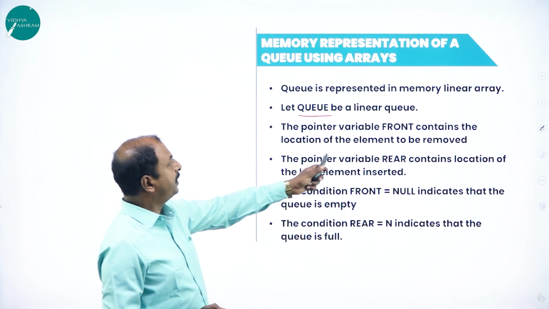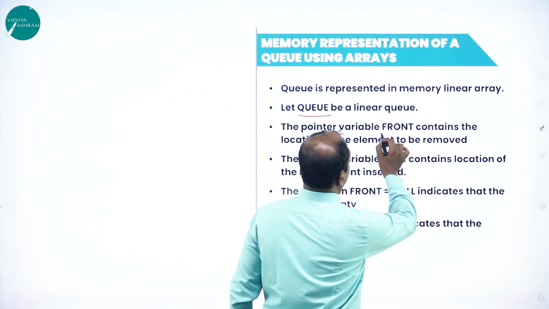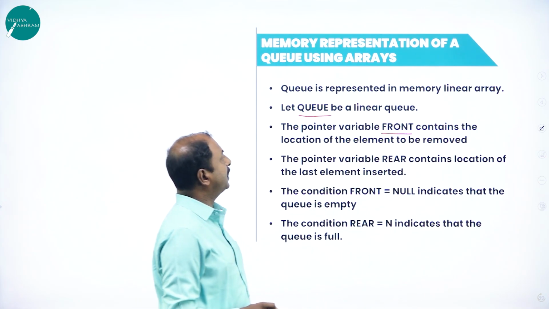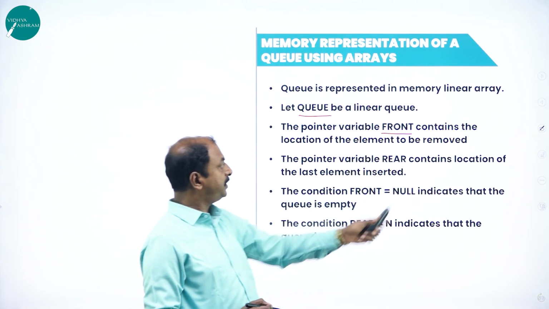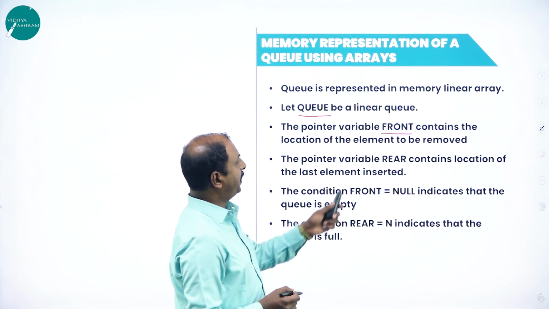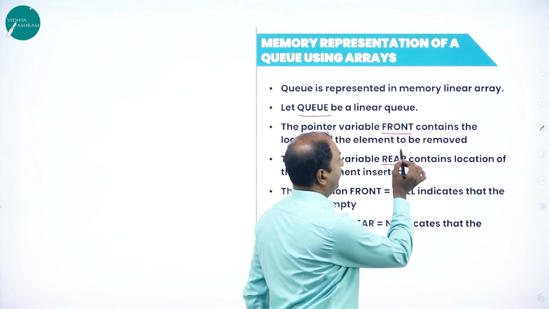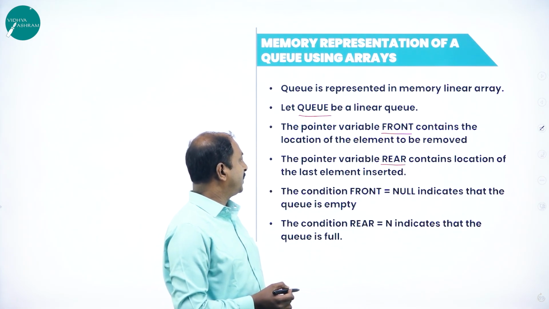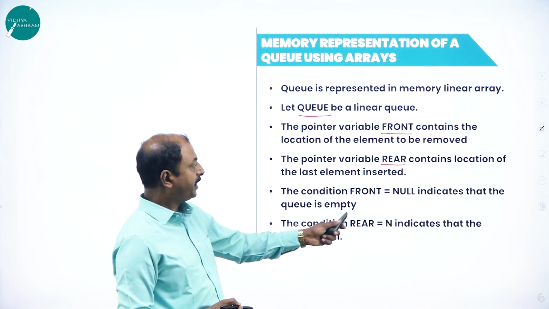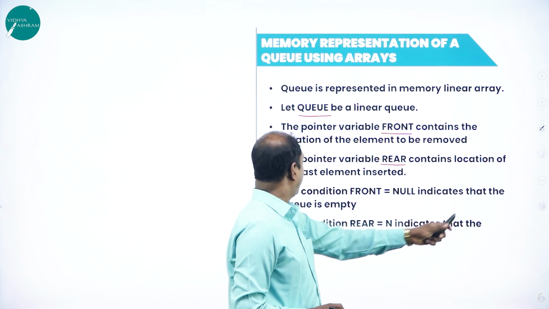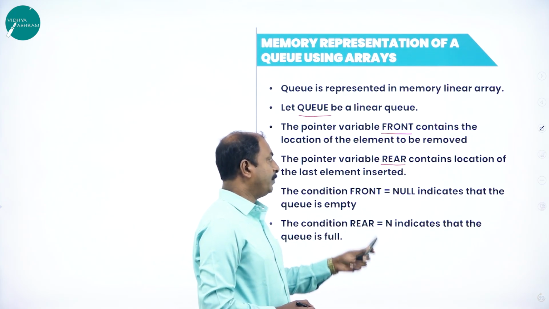And the pointer variable front. Front is the pointer that contains the location of the element to be removed. Already we have learned the definition. And the pointer variable rear contains the location of the last element inserted. And the condition front equals null indicates that the queue is empty.